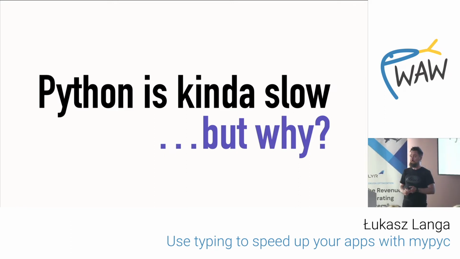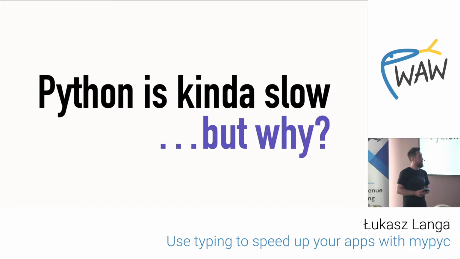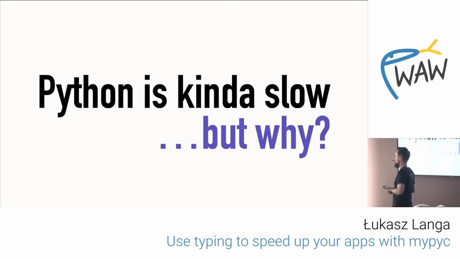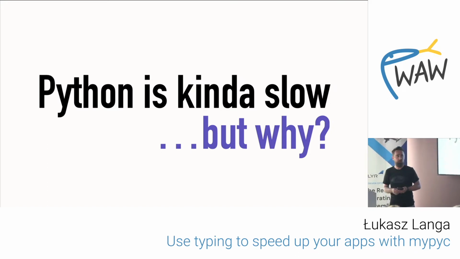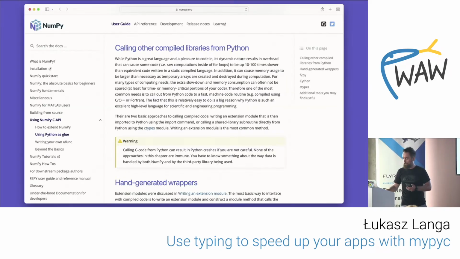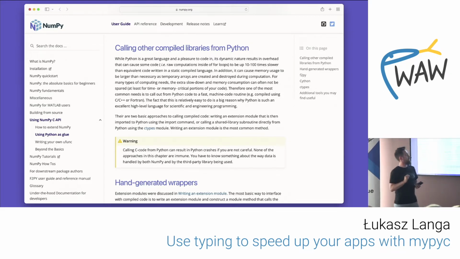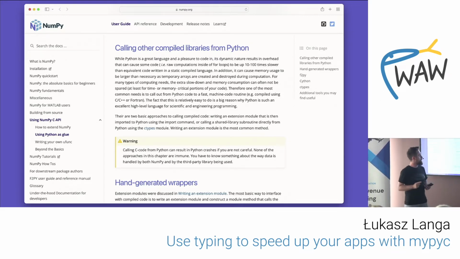Well, because it has a lot, and I mean a lot of indirection. In particular, we can ask the NumPy people, the authors of one of the most widely known libraries for this programming language, what they think about performance in Python. They have this page in their docs that says, while Python is a great language and a pleasure to code in, its dynamic nature results in overhead that can cause some code to be up to 100 times slower than equivalent code written in static compiled languages. Well, 100 times slower is a lot.